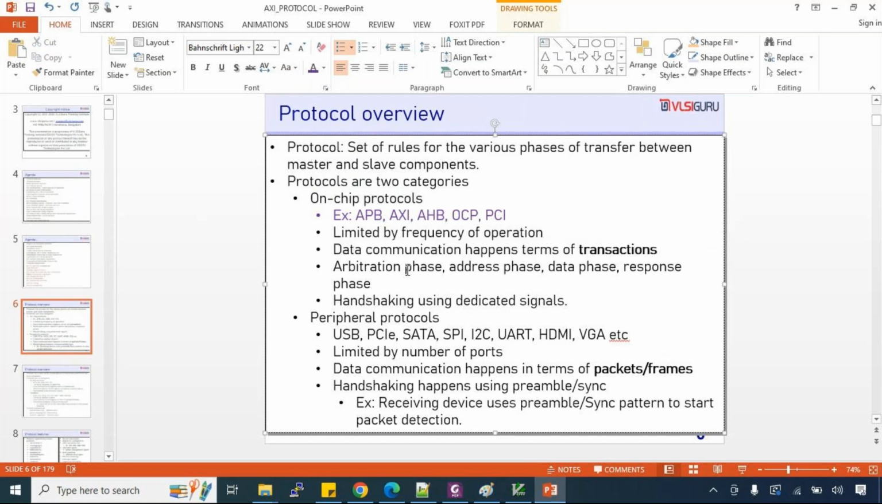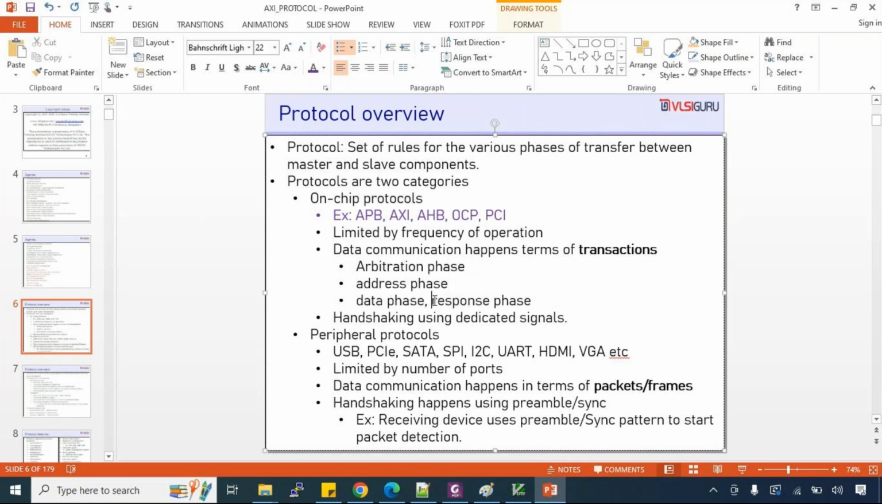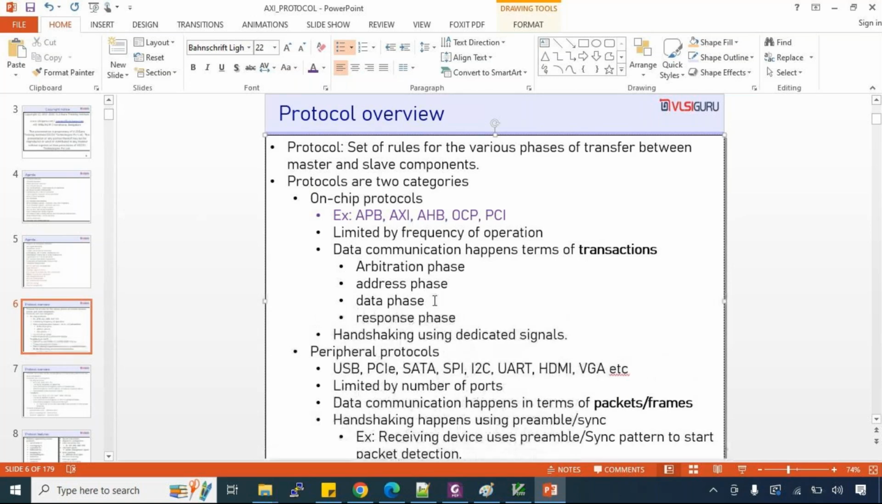What all phases are there in on-chip? There could be various phases like arbitration phase, address phase, data phase, response phase. And there is something called handshaking. It is done using dedicated signals. In APB, which signals are used for handshaking purpose? Can you tell me?